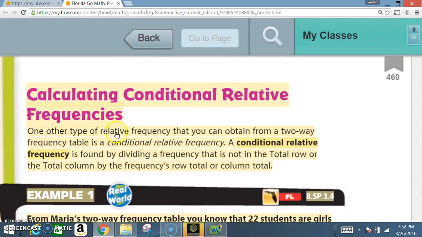One other type of relative frequency that you can obtain from a two-way frequency table is a conditional relative frequency. A conditional relative frequency is found by dividing a frequency that is not in the total row or the total column by the frequency's row total or column total.